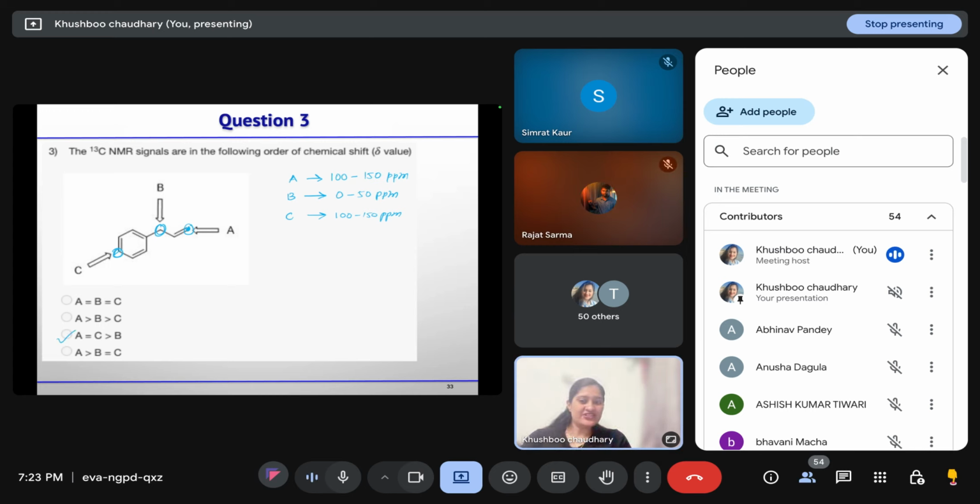Although the aromatic region and that alkenic region will have some difference in delta values, on the basis of the options we have to select one. So on the basis of region only we will select. Okay.